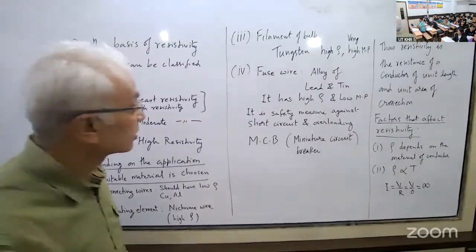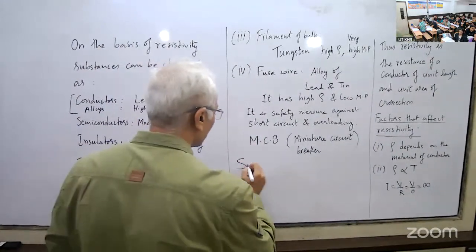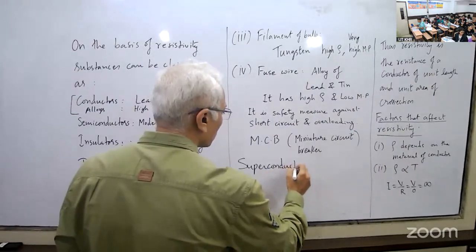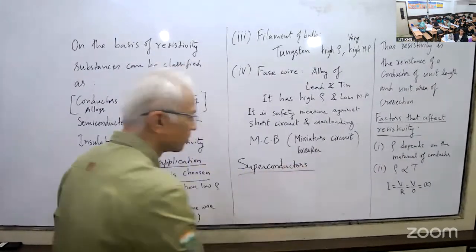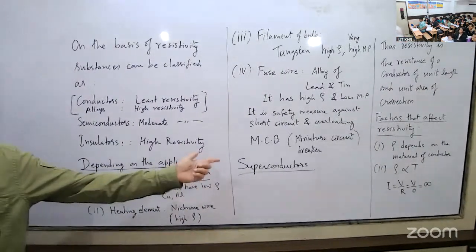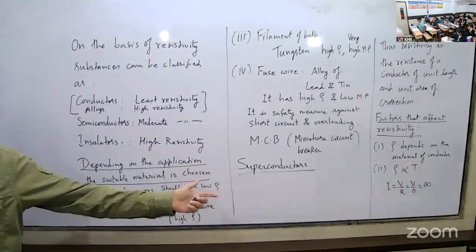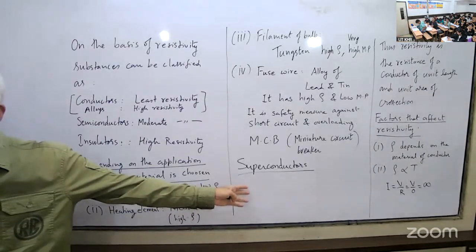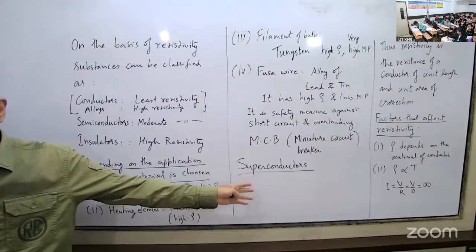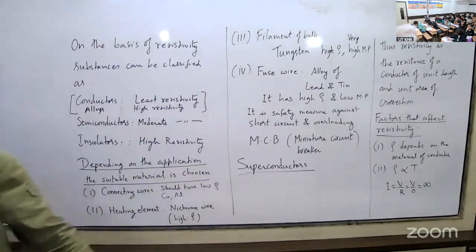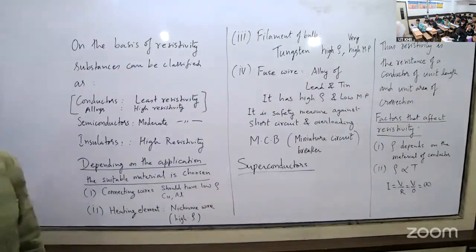Next is superconductors. So how are we classifying materials on the basis of their application? Now what is this? This is a superconductor. So what about its resistivity? 0, correct? It has no resistance, 0 resistivity.